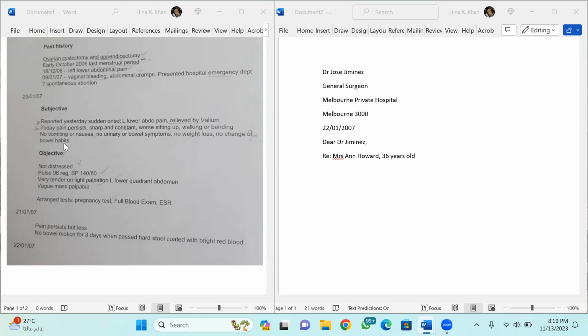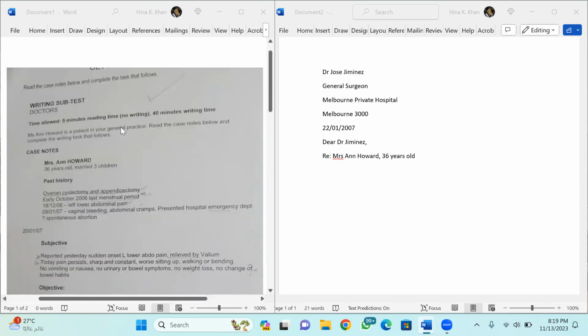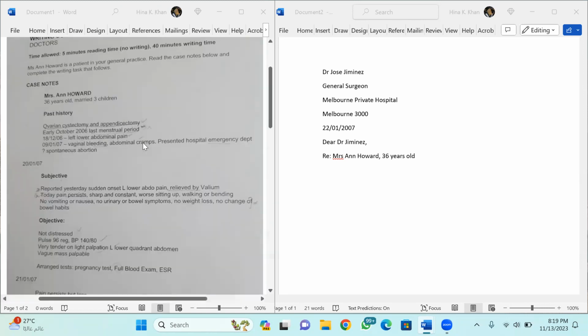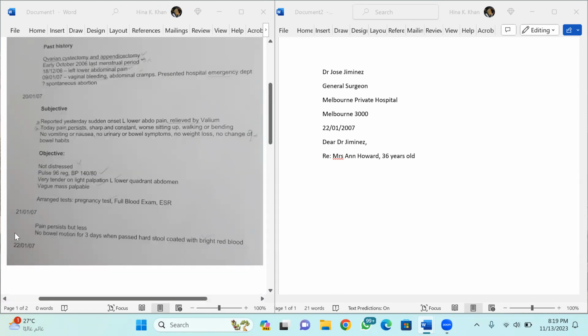And yes, one more thing. See, I have written here the date of the last visit. That is today's visit. In the exam it will be written over here that you should assume today's date is that. And if it's not written, then you will write the date of the most recent visit. You will assume that's today's date when you write the letter. Okay, and pain persists, sharp, constant, worse sitting up, walking. No vomiting, nausea. Okay, fine.